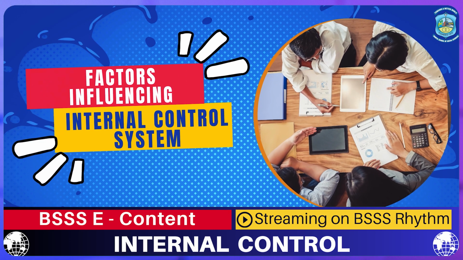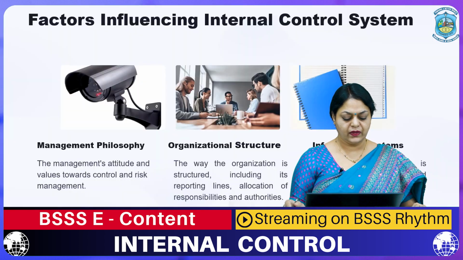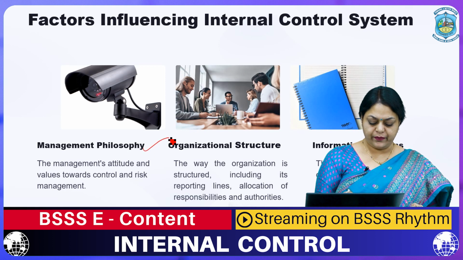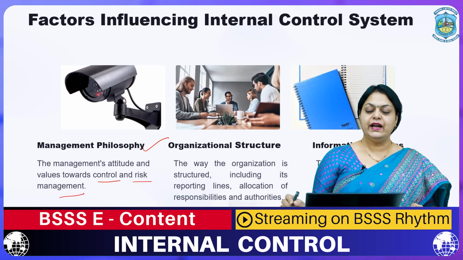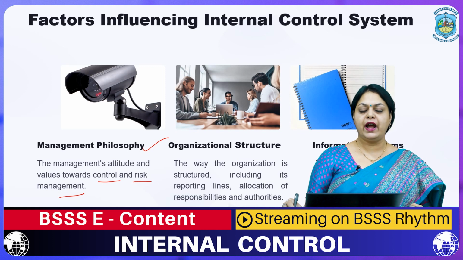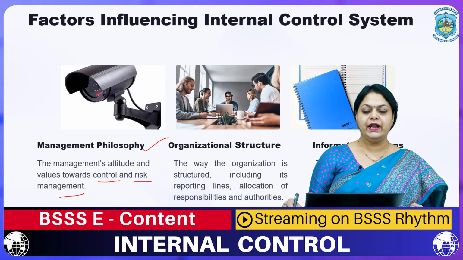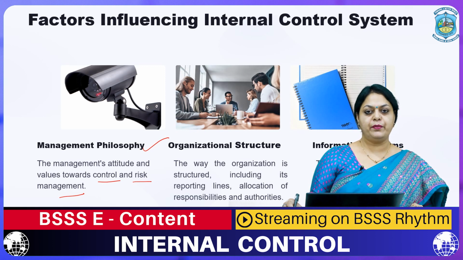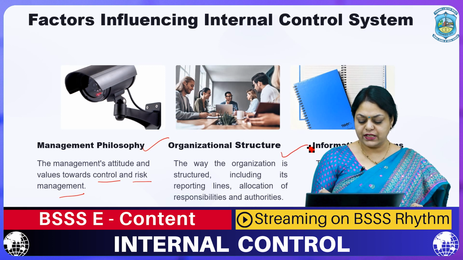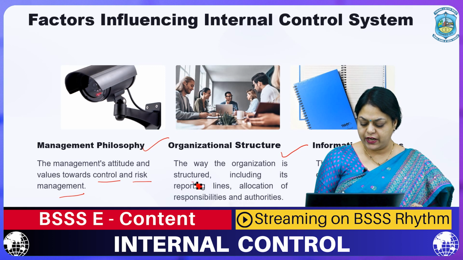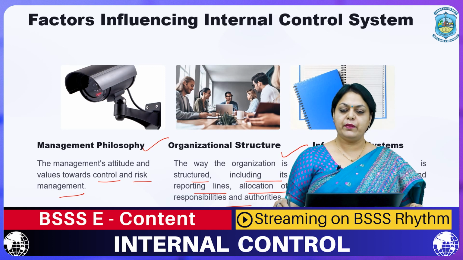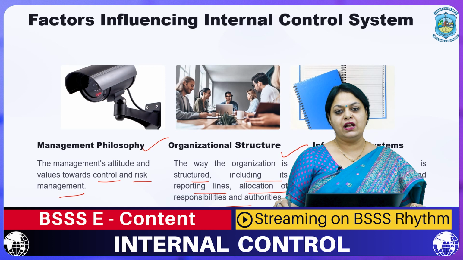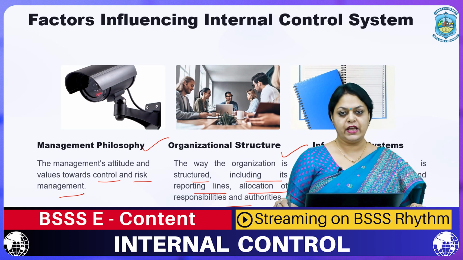Now, let us discuss the factors influencing the internal control system. First, management policy: the management's attitudes and values towards control and risk management. If we want a better and effective internal control system, it totally depends upon the attitude of the management and what kind of system they have in the organization. Organization structure: the way the organization is structured, including its reporting lines and allocation of authority and responsibility. As you know, an internal control system is very useful in big business organizations, but it has a limitation for small business houses because it is costly in nature.